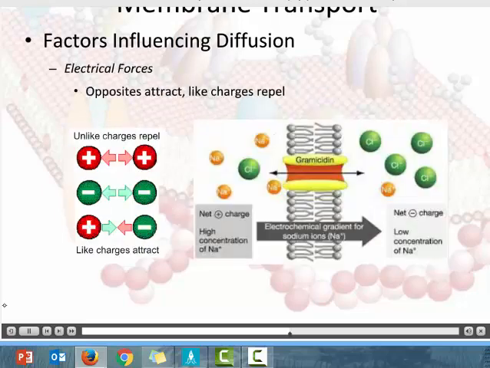Finally, diffusion is affected by electrical forces. Again, the inside of the membrane has a more negative charge than the outside of the membrane. Opposite charges attract, so the inside of the membrane is going to attract positive ions, and like charges repel. So the inside of the membrane repels negative ions.